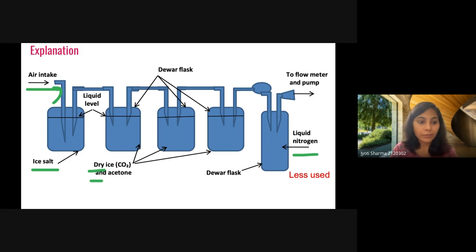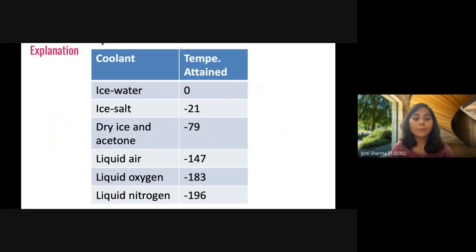Let me show you the different temperatures. So just see here, if we have ice water, then the temperature we can attain is 0 degrees. If we have ice salt, then this will be minus 21 degrees Celsius. This was in the question. And the minimum temperature that we can maintain is using liquid nitrogen, and this will be minus 196 degrees Celsius, right? So this is again one method by which we can store or sample our pollutant, right?